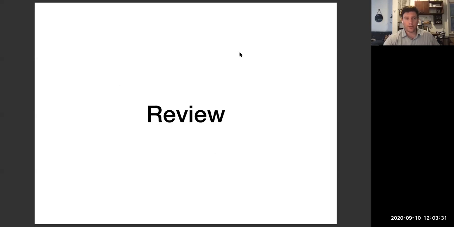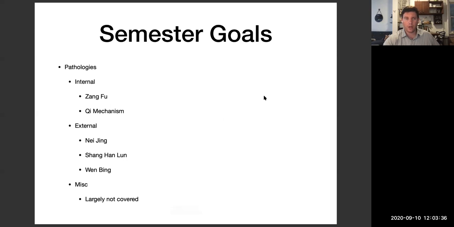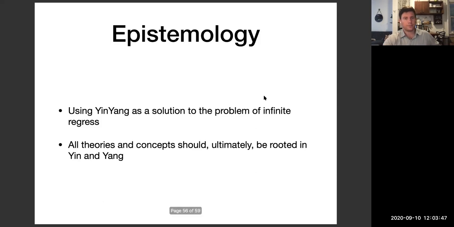So that's pretty much all the new information I want to go over today. Just a quick review. This is what we're learning this semester: internal pathology, external pathology, and miscellaneous, which we're going to touch on but not a whole lot. This is really all I want you to know about the epistemology stuff. Yin and Yang is the foundation, the philosophical floor of our medicine. So all the things that we think about when we think about Chinese medicine should ultimately be rooted in Yin and Yang.